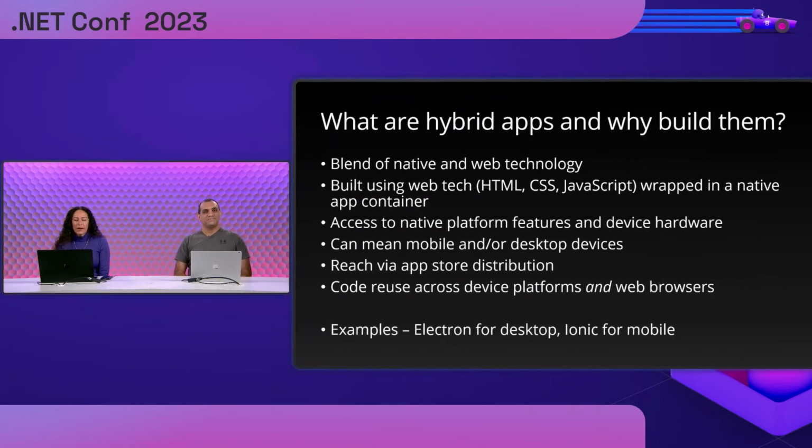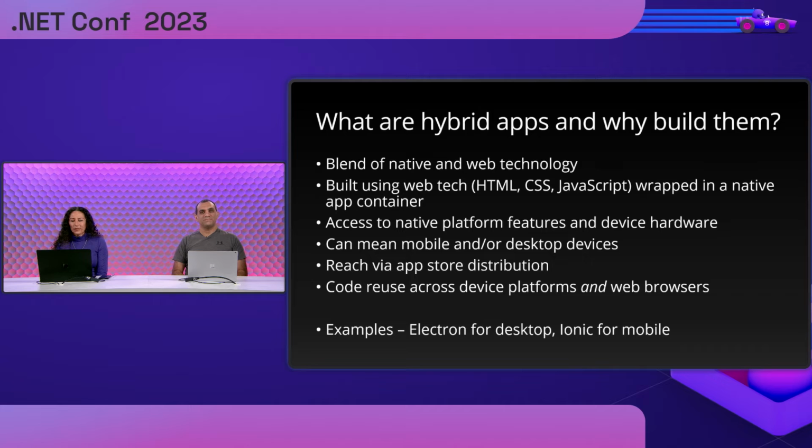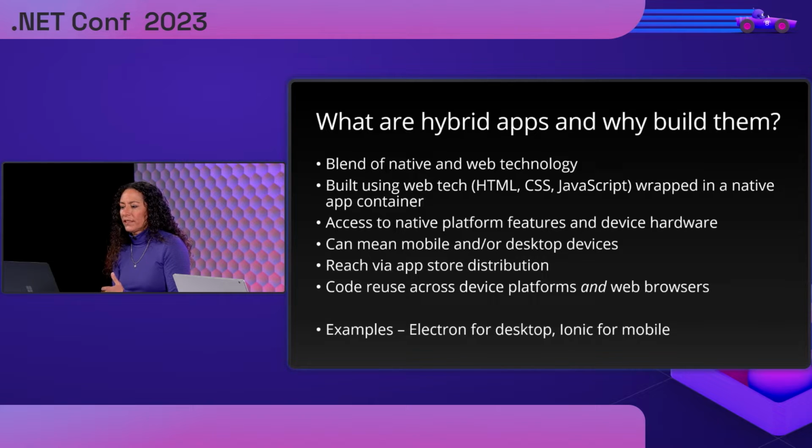All right, so let's talk a little bit about what hybrid apps are and why we would build them at all. So hybrid apps are really a blend of native and web technology. They're typically built so that the UI is built with HTML, CSS, JavaScript, and that is wrapped in a lightweight native app container. This gives you access to the native platform features and device-specific hardware that you might want to access on these devices, and it can be mobile or desktop devices. A lot of people want to reach users via the App Store distribution models for the phones.